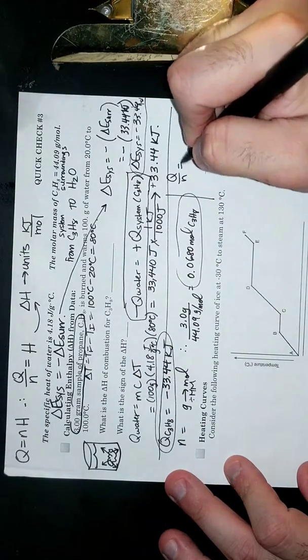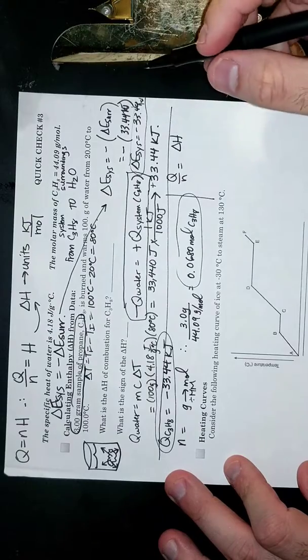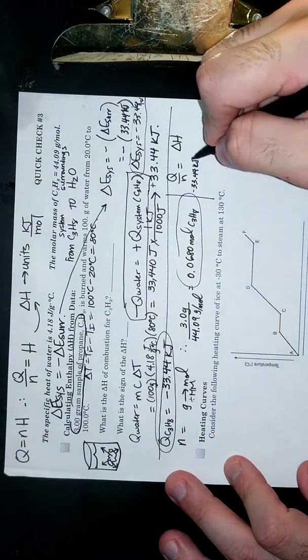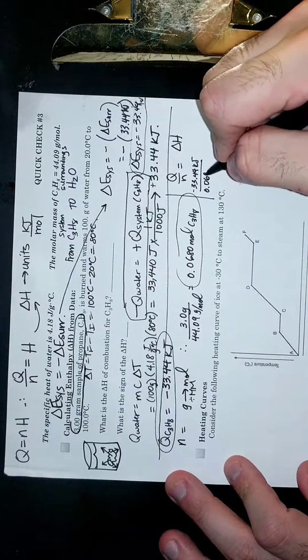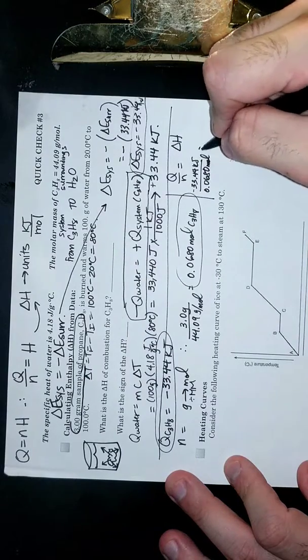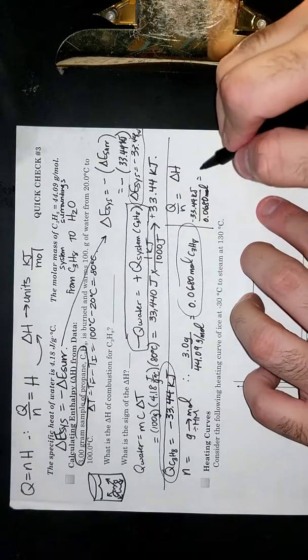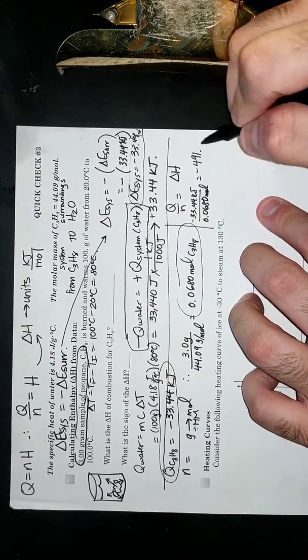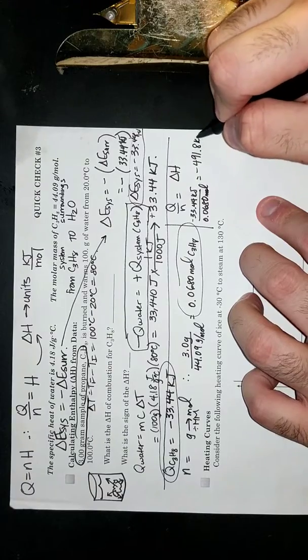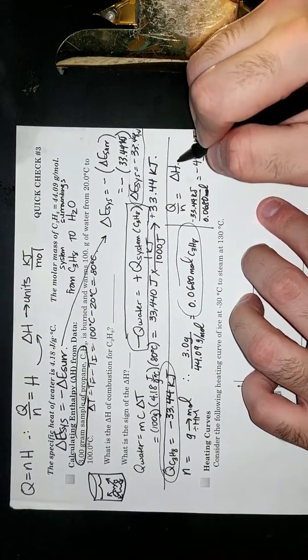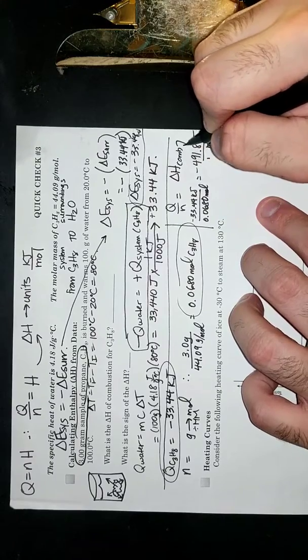All right, so now I have my moles, I have my energy. Q over n is going to be equal to delta H, or H in general. So negative 33.44 kilojoules divided by 0.0680 moles. I'll get my answer in kilojoules per mole, which is negative 491.8 kilojoules per mole. This is the delta H of the combustion.